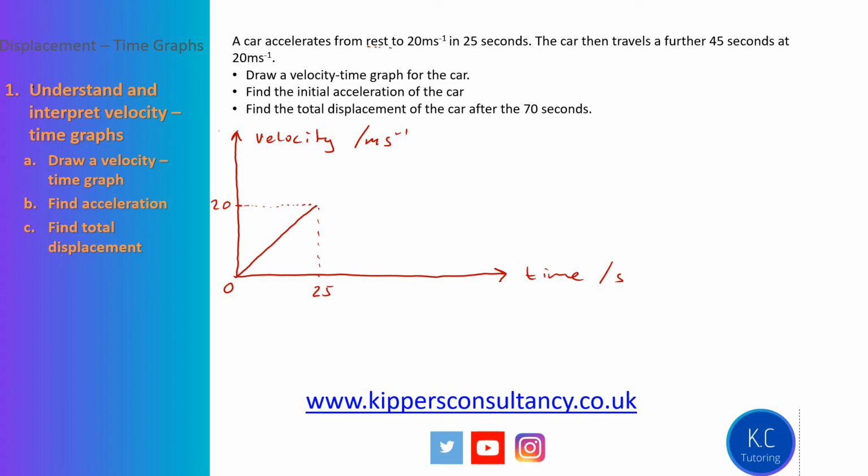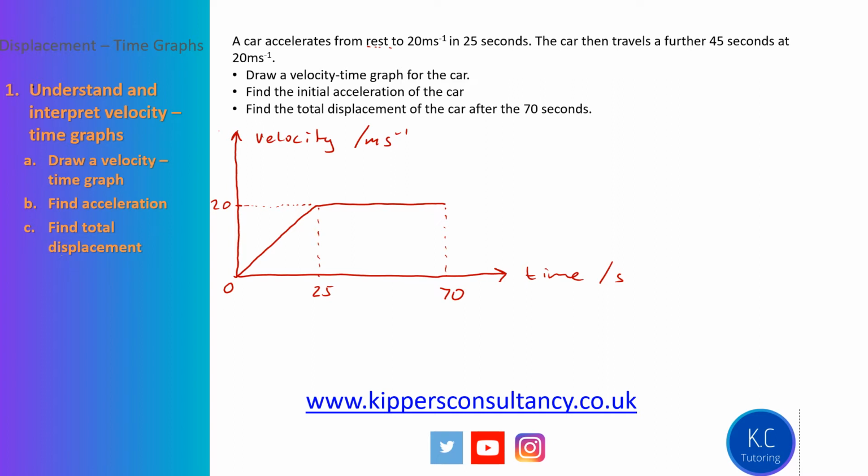It then says that the car then travels for a further 45 seconds at 20 meters per second. So the car then continues at a constant velocity for a further 45 seconds. So in total, that would be 70 seconds. So there is my velocity time graph for the car.